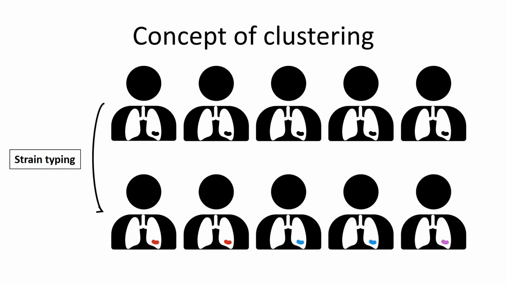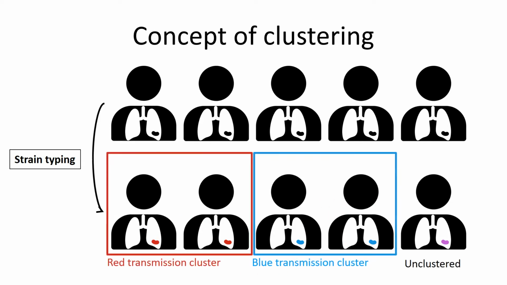We perform strain typing, and then we know which strains each patient is infected with. Because these two patients share the same strain and these two patients share the same strain, we can say that these are in the same transmission cluster, these are in the same transmission cluster, and this patient is unclustered.